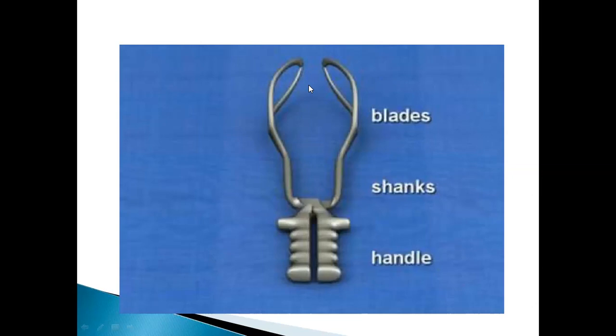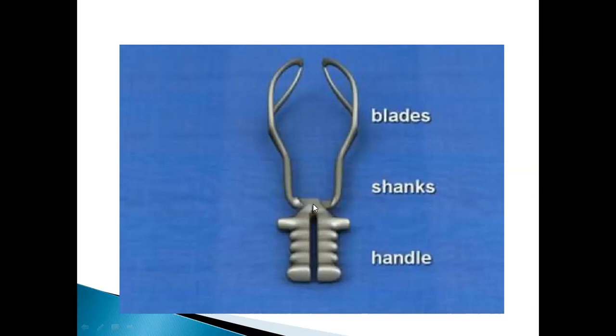In the blades, as we said, there are two curves. This is the cephalic curve which comes in relation to the fetal head, and this is the pelvic curve of the blade because it comes directly in relation to the maternal pelvis. And this is the shank. This is the handle. The space in between the blade and the handle is known as the shank. Here in the handle you can see this groove, so it is the finger guard. And here there is a lock. So basically this is the structure.